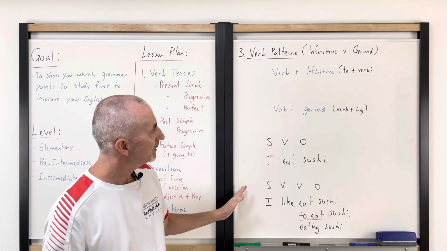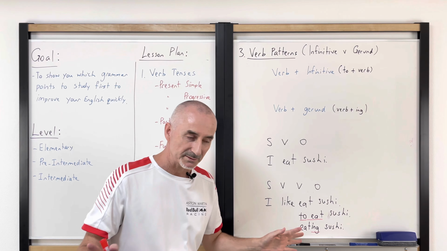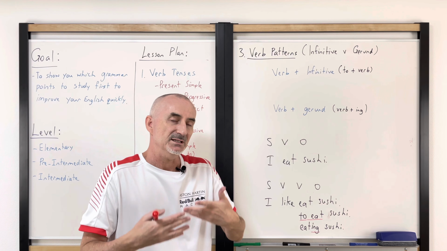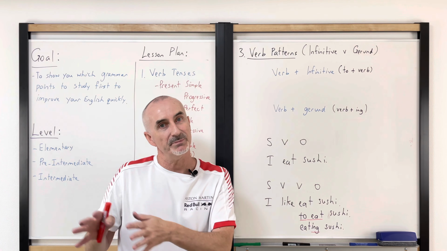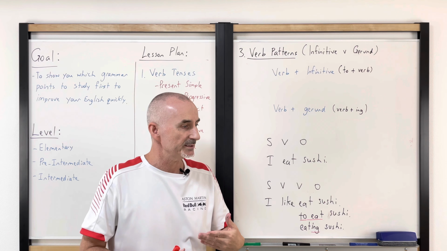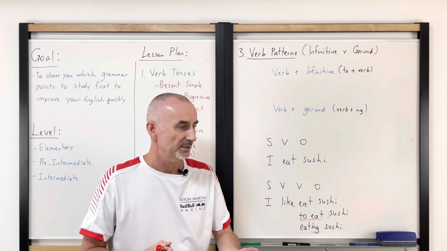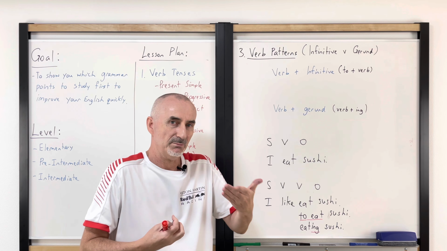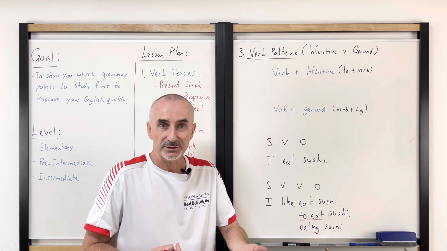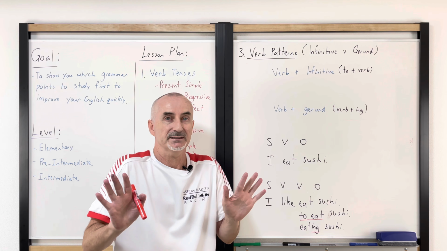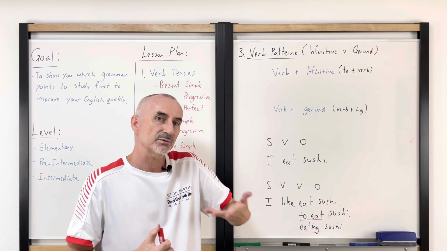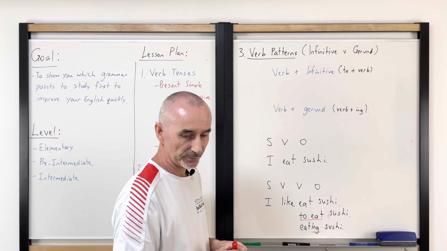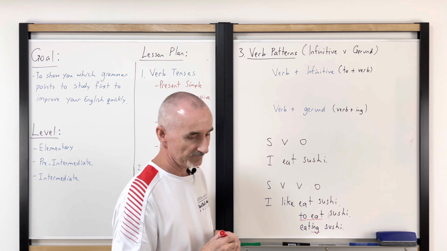So again, there are no rules, but you should focus on learning the 50 most common verbs and their patterns. Okay? So if you memorize the 50 most common verbs that we use in everyday conversation, then your English is going to become smoother and more accurate, and you will pause or hesitate less. So your English will improve. So let's have a look at some examples of the verb which takes the infinitive.